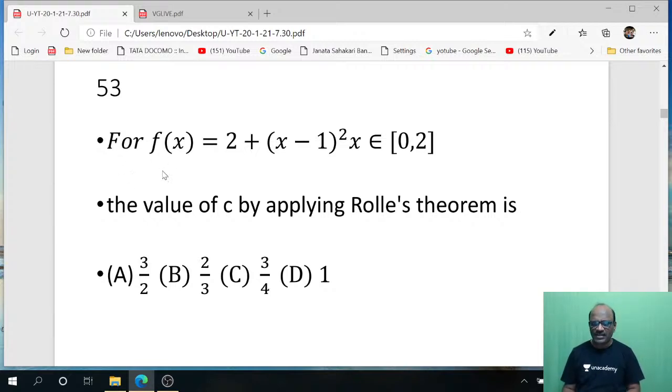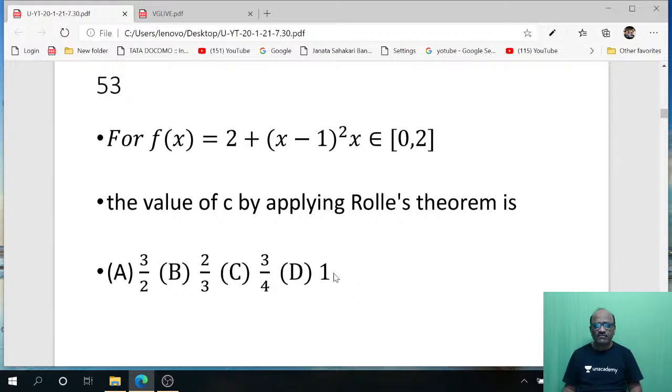For f(x) = 2 + (x − 1)², where x belongs to the closed interval [0, 2], the value of c by applying Rolle's theorem is, what will be the value of c? The first option is 3/2, second is 2/3, third is 3/4, and D is 1. We want to find the value of c.